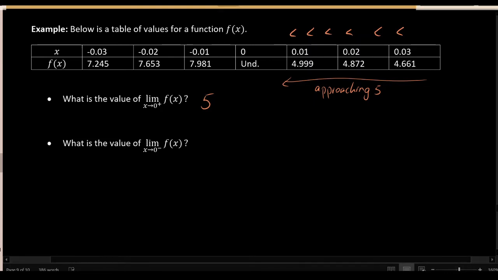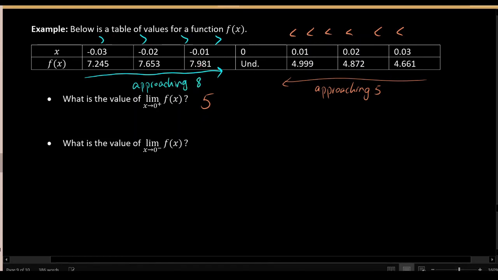What if we approach 0 from the negative direction? What if we approach 0 from the left-hand side? The y values are going from 7.2 to 7.6 to 7.981. It looks like the y values are getting closer and closer to, what do you think? The y values are approaching 8. So the limit from the left-hand side is 8 units.